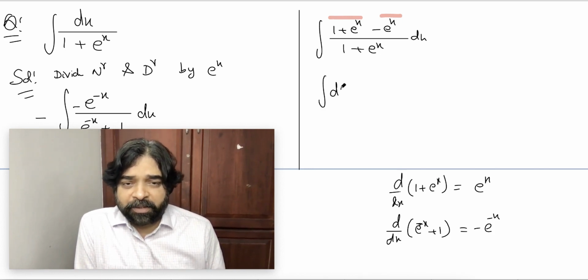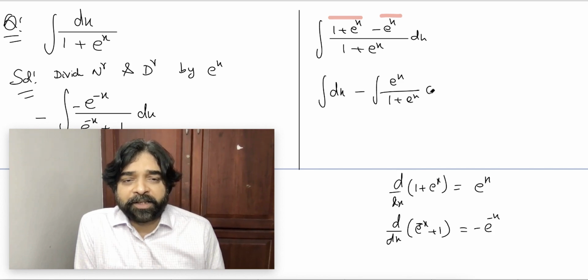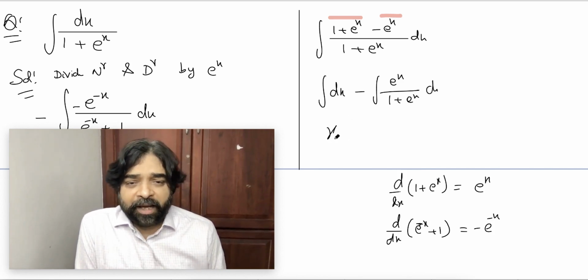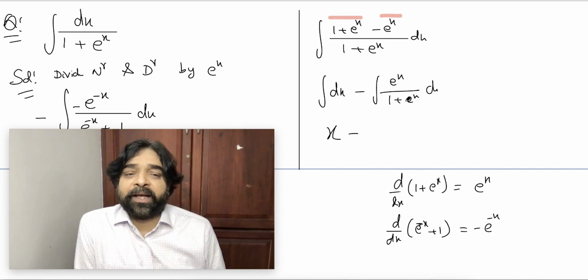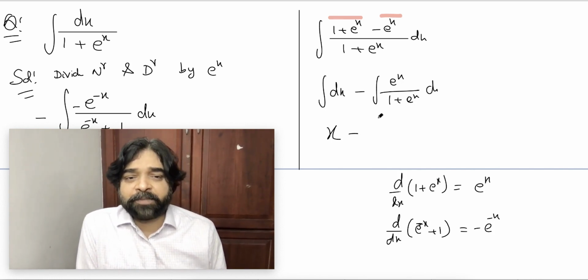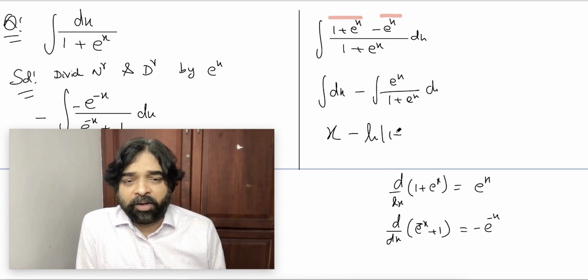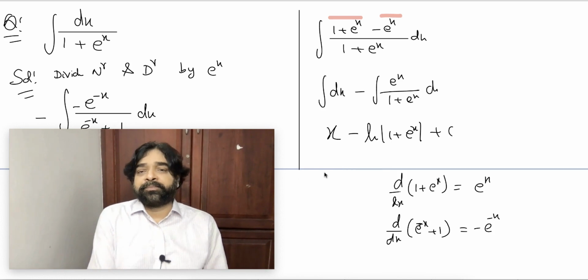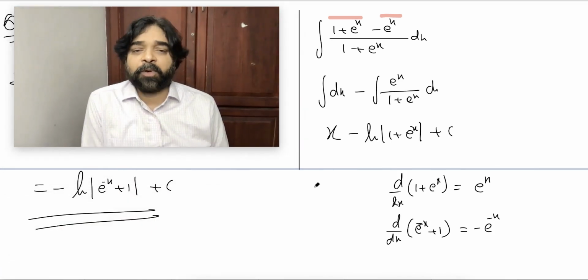1 dx means simply dx, minus e power x by 1 plus e power x dx. Integration of dx is x, minus. This is the f. The differentiation of this is e power x, just now I showed you. So this is the f dash x by f x form. So we'll say ln mod 1 plus e power x. Again, mod is not necessary here because 1 plus e power x is positive.